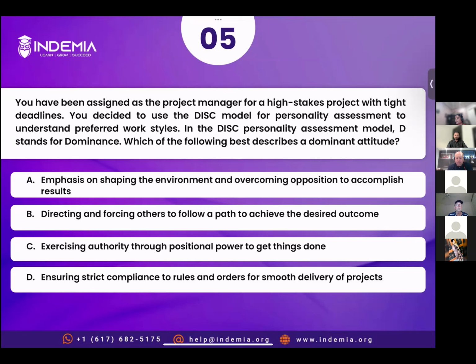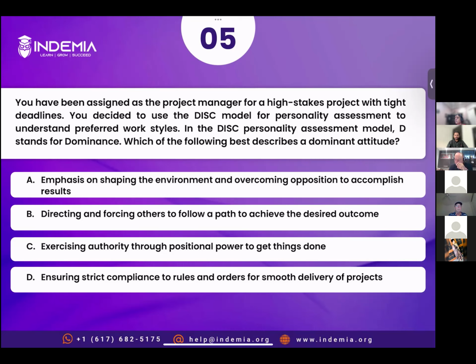Option B, directing and forcing others to follow a path to achieve the desired outcome. No, it's not always that we control things by directing and forcing. We can control things through our natural charisma. We can control things through servant leadership. We can control things through micromanagement, right? So it's not always that we need to force others to do something, right?